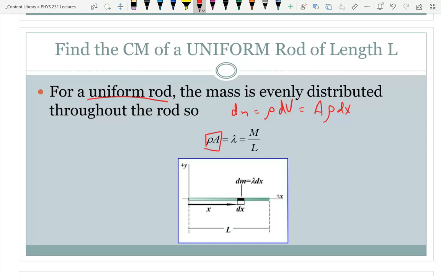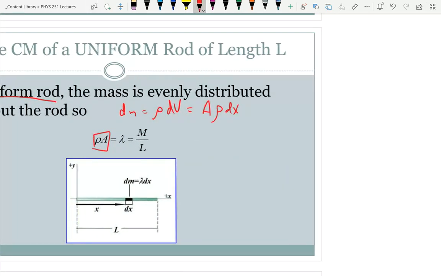Let me just write it out instead of explaining it. So density is defined as mass over volume. And so if I take density and multiply it by area, then you've taken out the depth and the height and you're only left with length.